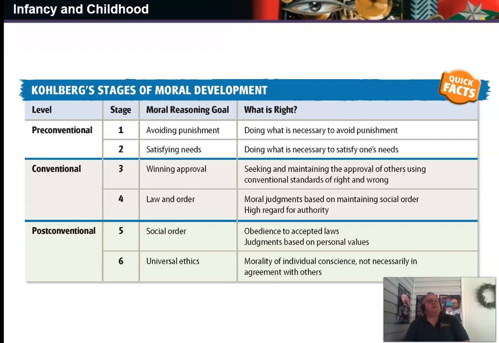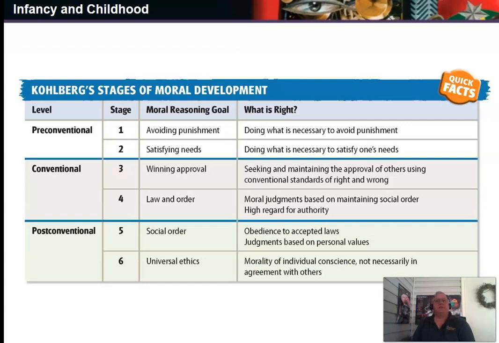Kohlberg's stages of moral development: preconventional, avoiding punishment, doing what is necessary to avoid punishment; satisfying needs, doing what is necessary to satisfy one's needs. So here what they do is they lie when they get into the cookie jar, and they get into the cookie jar because it satisfies their sweet tooth. Okay? Conventional is winning approval, seeking and maintaining approval of others using conventional standards of right and wrong. So here they wouldn't get into the cookie jar because they want your approval.